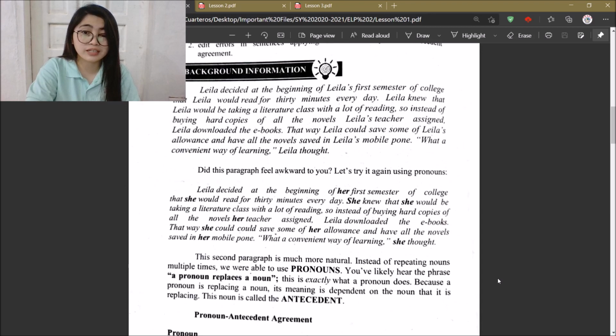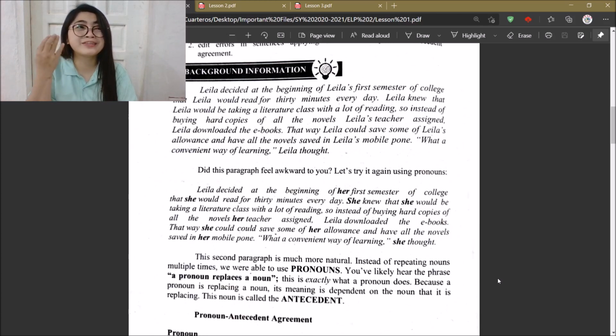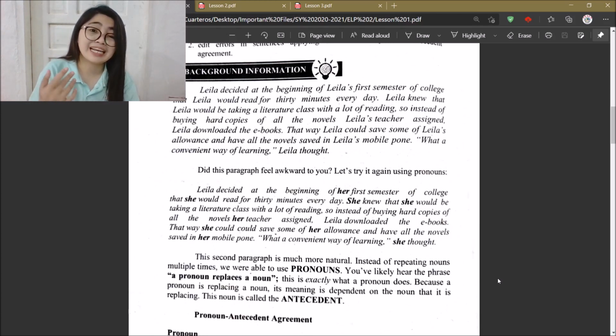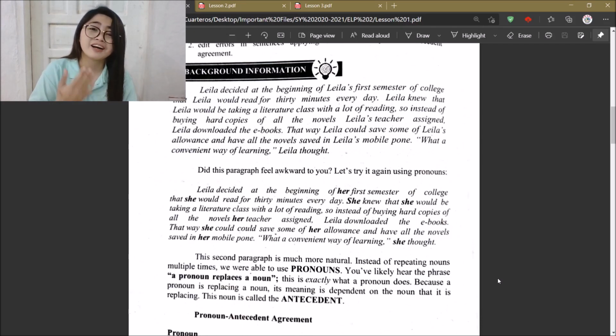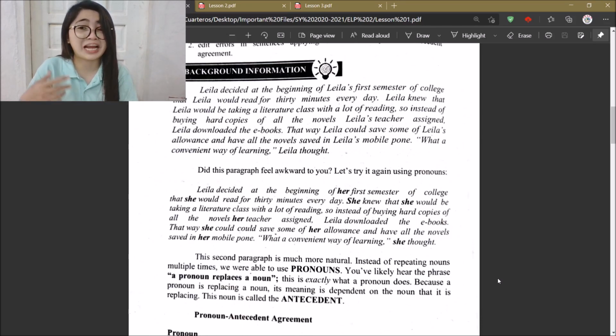I will read this paragraph first. See what you notice. Let's read. Lila decided at the beginning of Lila's first semester of college that Lila would read for 30 minutes every day. Lila knew that Lila would be taking a literature class with a lot of reading. So instead of buying hard copies of all the novels Lila's teacher assigned Lila, Lila downloaded the ebooks. That way, Lila could save some of Lila's allowance and have all the novels saved in Lila's mobile phone. What a convenient way of learning, Lila thought.